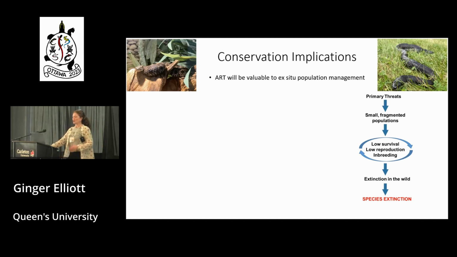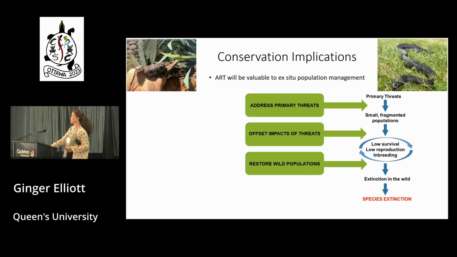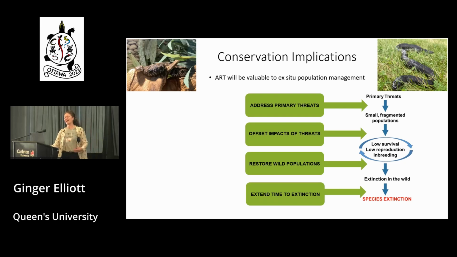We can address primary threats, research, conservation, education, we can help offset the impact of small fragmented populations. We reintroduce species, we reinforce while we're dealing with the primary threats. We can restore wild populations with insurance populations and ART. We've all heard about black-footed ferret and Vancouver Island marmot. We're starting with the Eastern Massasauga. And of course, we extend time to extinction. There are species that have gone completely extinct in the wild, and we are maintaining them in captive care.